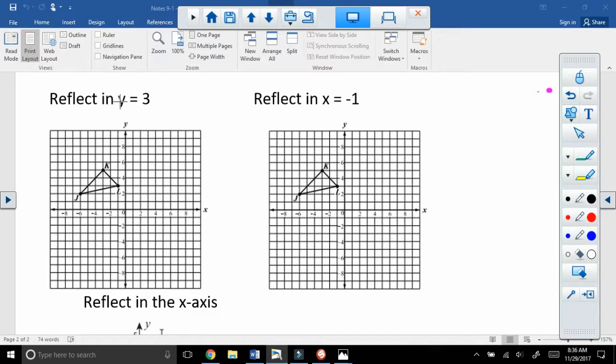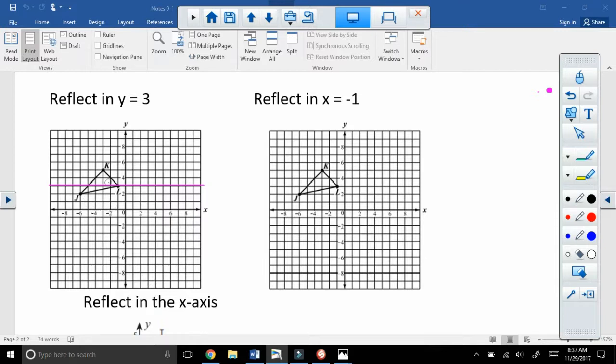If the reflection is in the line y equals 3, you're going to go to the y-axis at 3 and draw a horizontal line through y equals 3. And then each point is going to be the same distance away from that line in a perpendicular direction. If you want to use the Mira to kind of estimate where it's going to be, that's fine. But I actually want you to count it out to figure out exactly where those points are going to be.